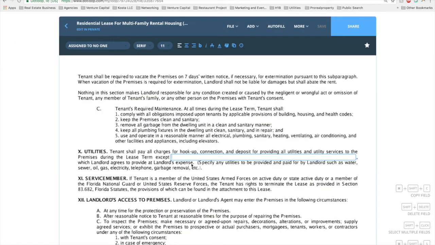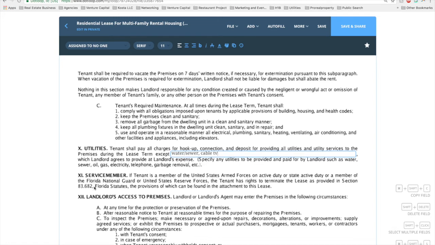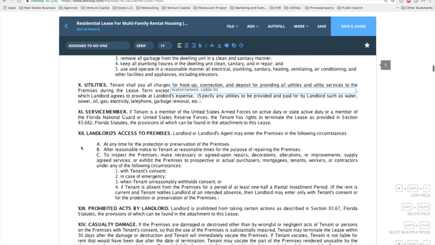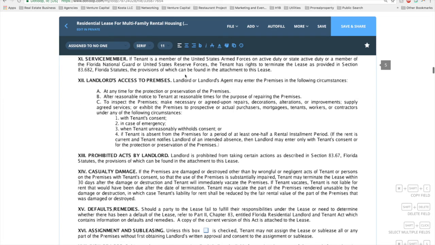So we'll put water, sewer, and cable, which landlord agrees to provide at landlord expense. Service member, this is a standard part. Number 12 is also standard, no edits can be done, so please read it carefully by yourself.